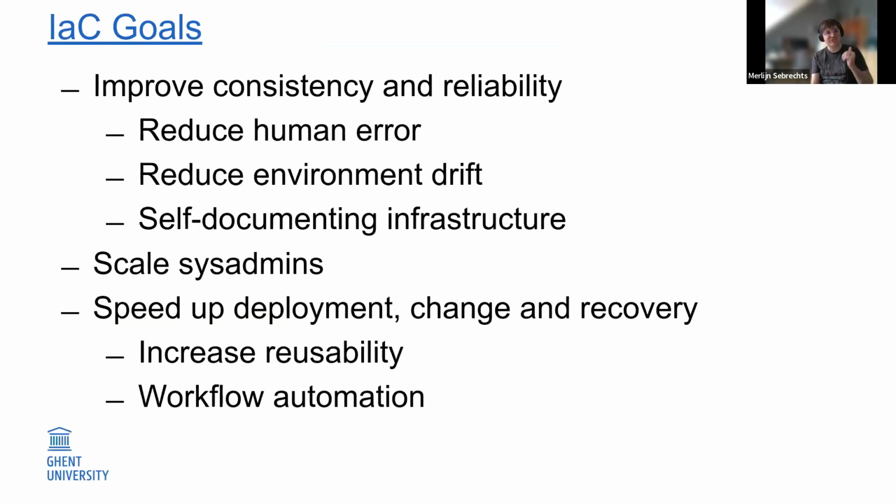So the goals of infrastructure as code, to summarize, are to improve consistency and reliability by reducing human error, reducing environment drift or configuration drift, and creating self-documenting infrastructure. Because if any person wants to know, for example, what version of Java we are using on our servers, they can just look at the infrastructure as code, see what version of Java is written there, and that is definitely the version that's running in production.